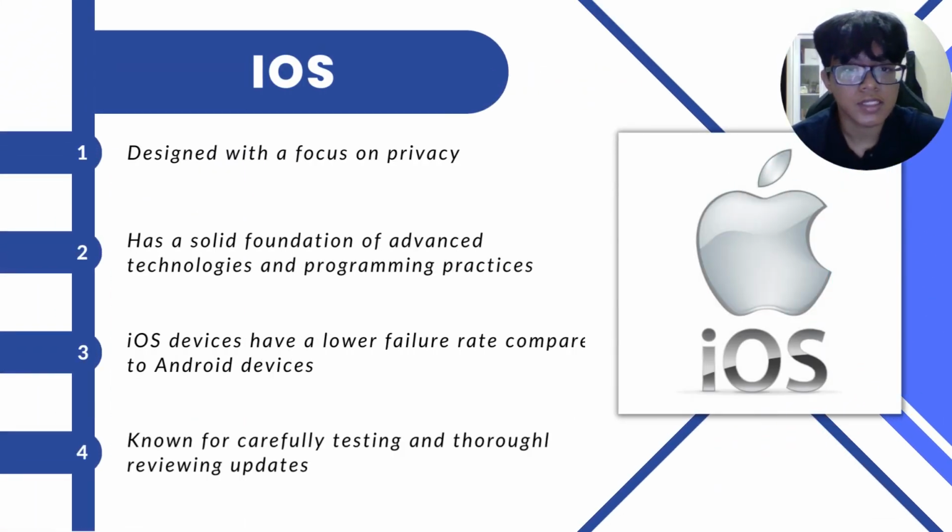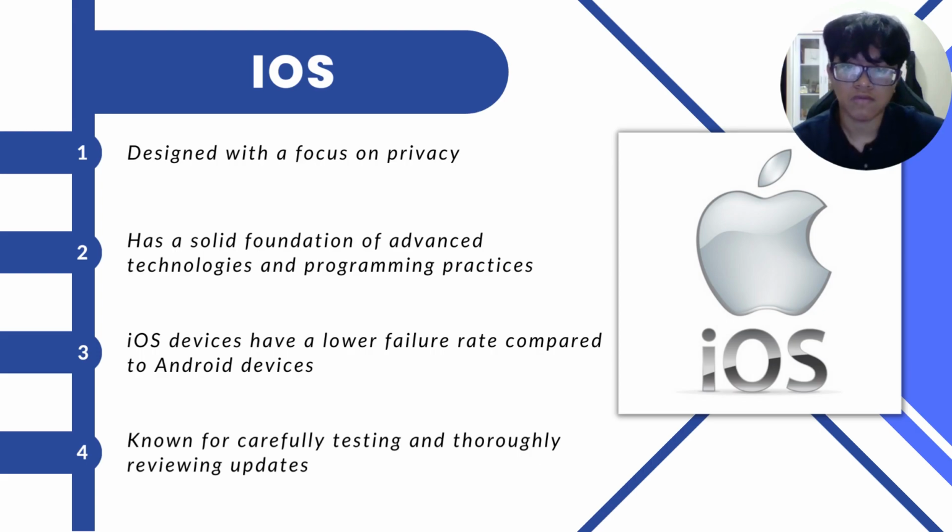On the other hand, the iOS system is known for its reliability and security. It is designed with a focus on privacy and has a solid foundation of advanced technologies and programming practices, making it a dependable operating system. For example, a study conducted by Blancco Technology Group in 2018 found that iOS devices have a lower failure rate compared to Android devices, making them a more reliable option for users.